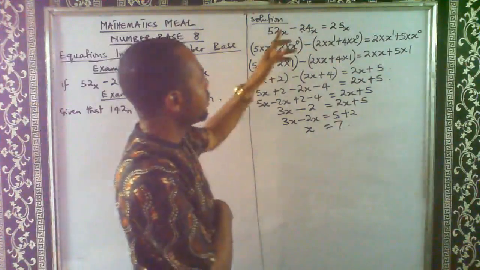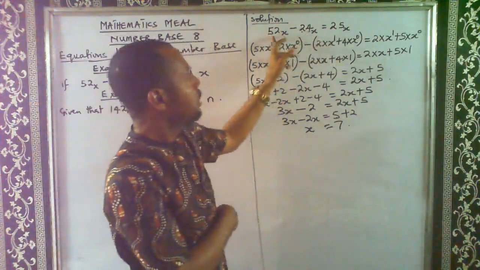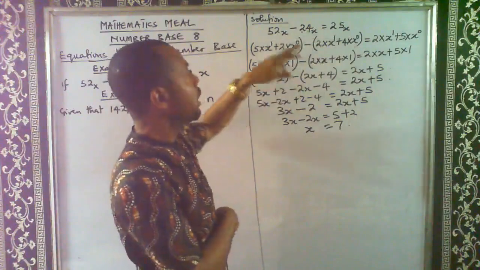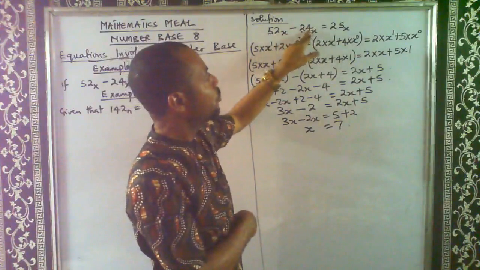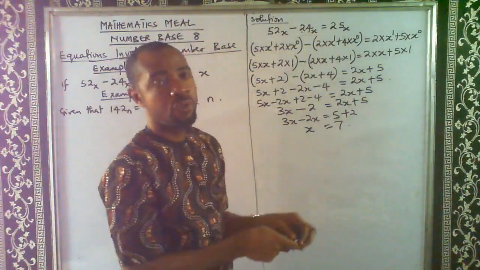So if x is 7, these numbers are in base 7. That's the only time 52 in base 7 minus 24 in base 7 will give us 25 in base 7.